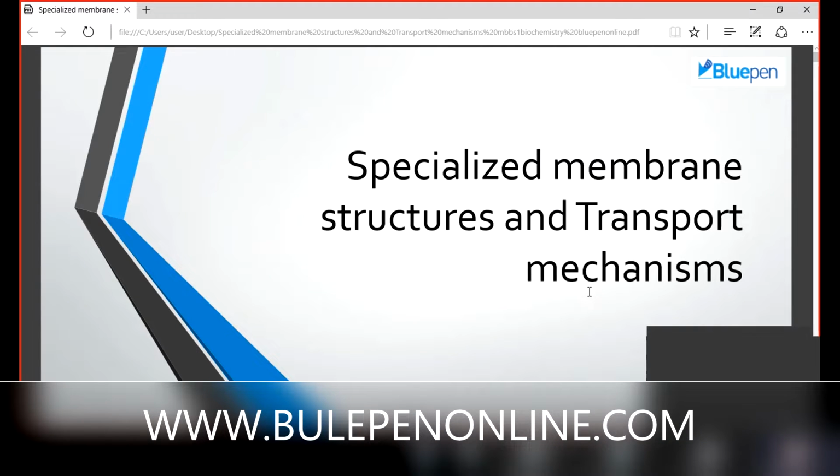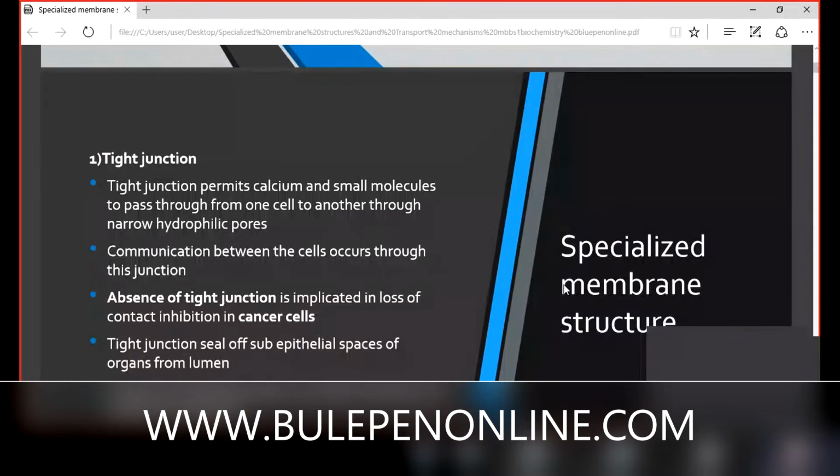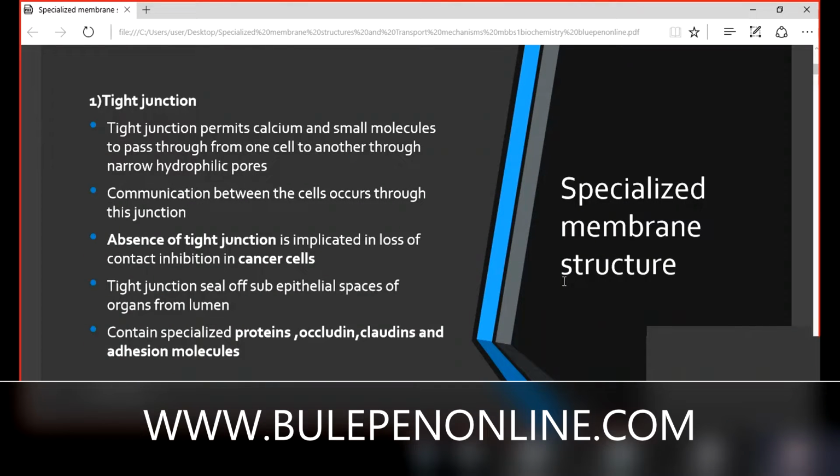Specialized membrane structures and transport mechanisms. Okay, we discussed our biological membrane. Now we are entering into specialized membrane structure. I think the slide is clear. Yes, you can see the slides, Sandhya? Yes, ma'am. Okay. Then the first specialized membrane structure is tight junction.